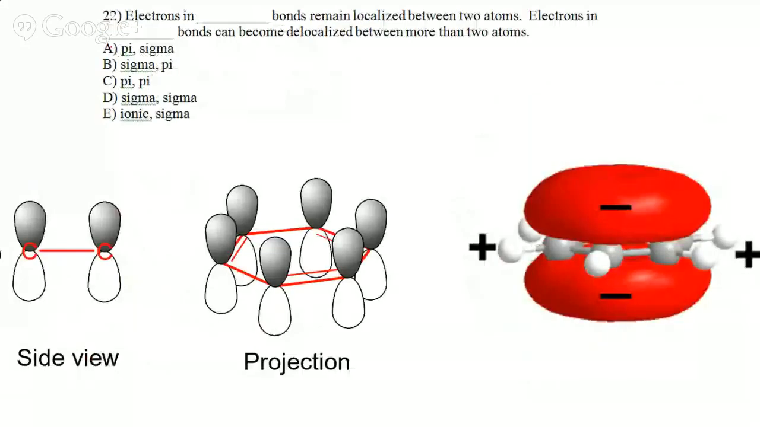22. Electrons in blank bonds remain localized between two atoms. Electrons in blank bonds can become delocalized, even between more than two atoms. So sigma bonds are always directly in between two atoms. That's sigma territory. That's what a sigma bond is. So electrons in sigma bonds remain localized between two atoms. So this is definitely going to be sigma.